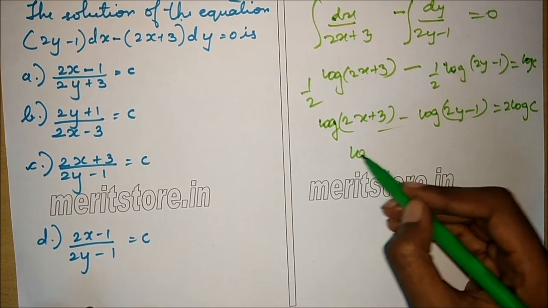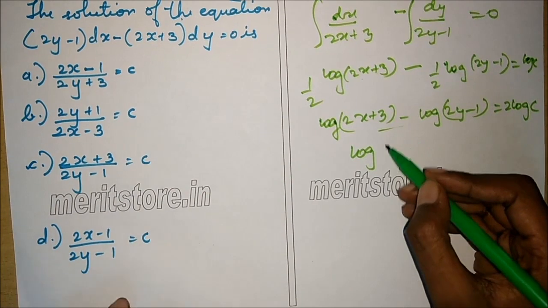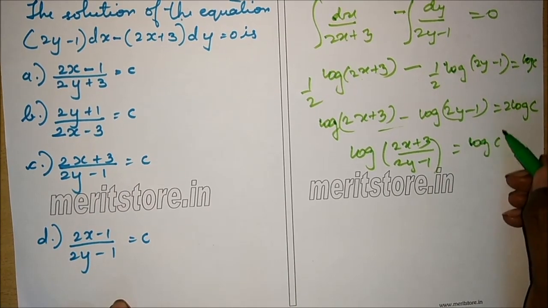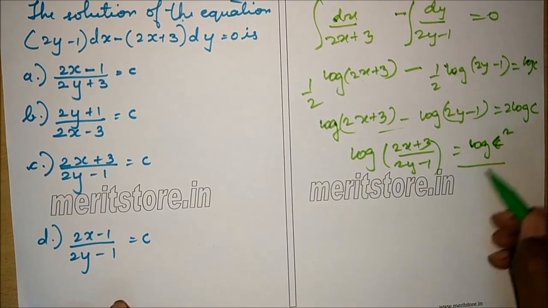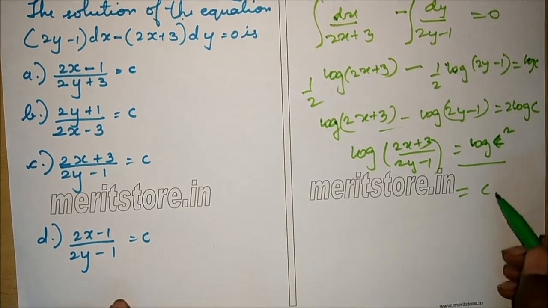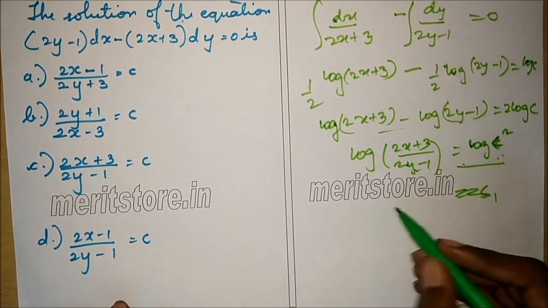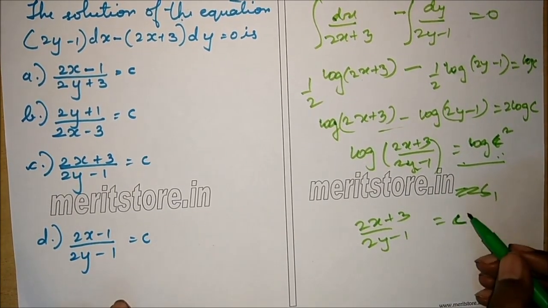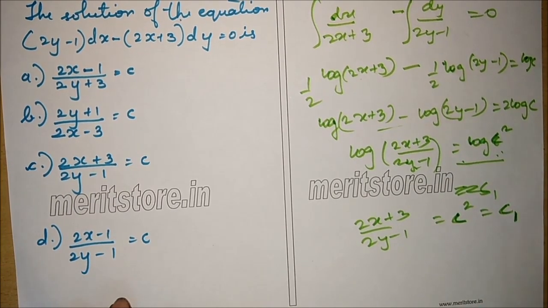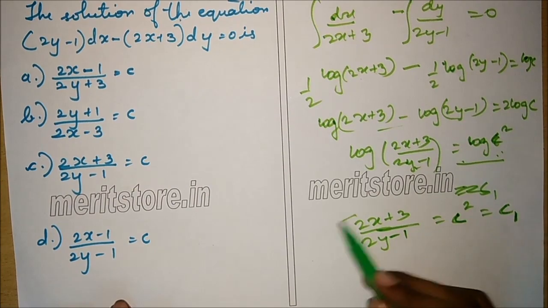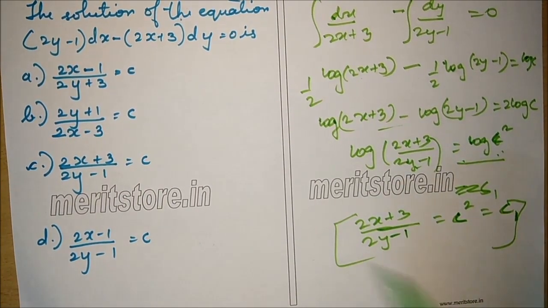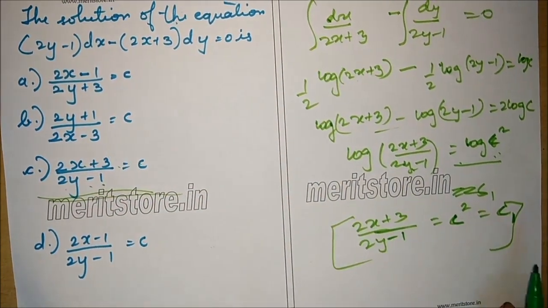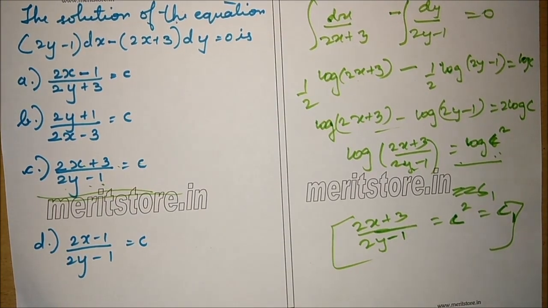So by the law of logarithm, this can be written as log of a minus log of b is log of a by b. So this will be (2x plus 3) by (2y minus 1). And this is equal to log of c square. Now let this be another constant c1. So now comparing the inner parts of the log, this will be (2x plus 3) by (2y minus 1) is equal to c square, which is equal to c1. So we got this, and we compare it with the solution. So this is (2x plus 3) by (2y minus 1) is equal to C. The answer is C. (2x plus 3) upon (2y minus 1) equals C.